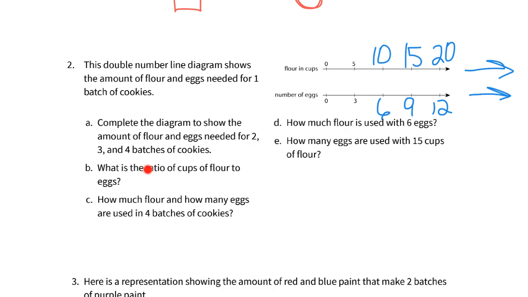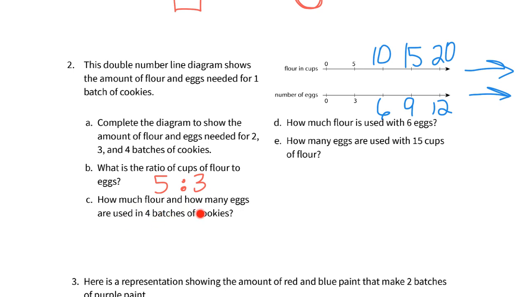And then question B, what is the ratio of cups of flour to eggs? Well, any one of these ratios would work. I'm going to use the simplest one, which is 5 to 3. So the ratio is 5 to 3.